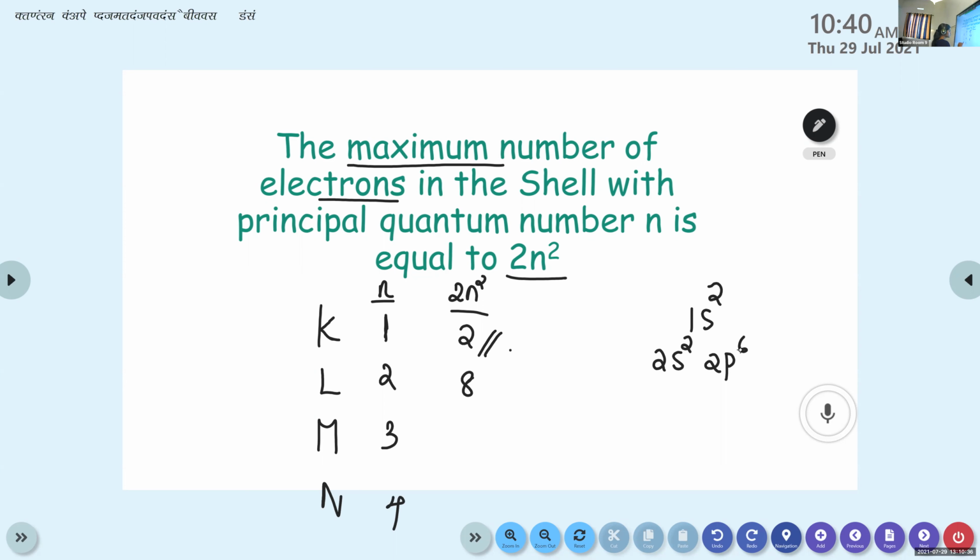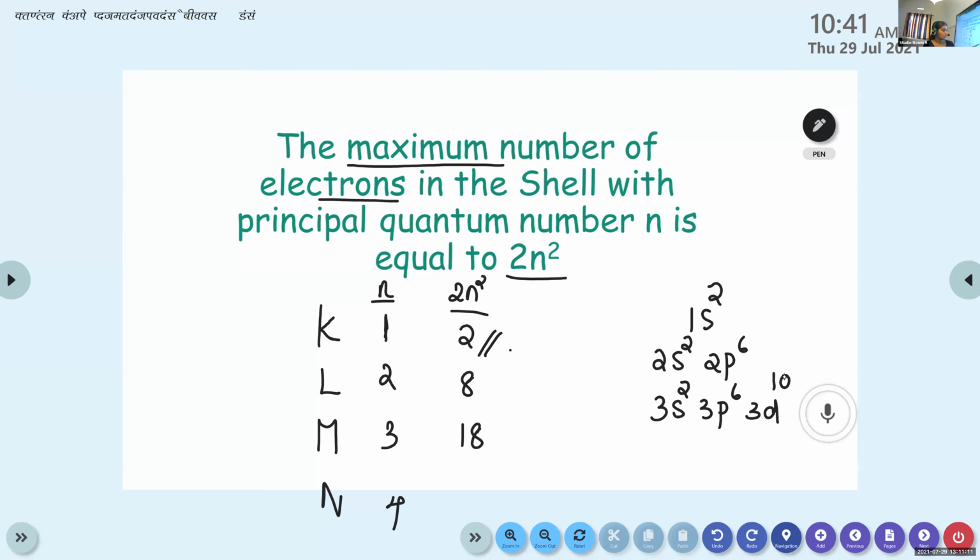Okay, then we are moving to the M shell. Niranjan, can you tell me the maximum number of electrons in the M shell? Ma'am, 18. Yeah, 2 into 3 square, 3 square 9, then 9 into 2, 18. So here it is 3s2, then 3p6, 3d10. This is the maximum capacity of the 3 main shell, okay? That means the M shell.